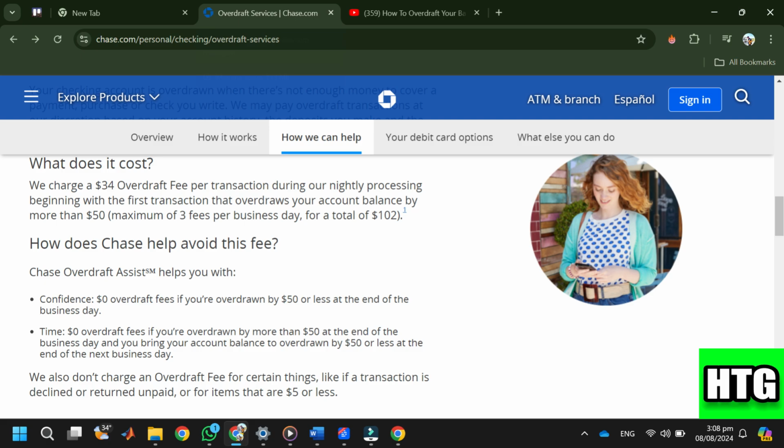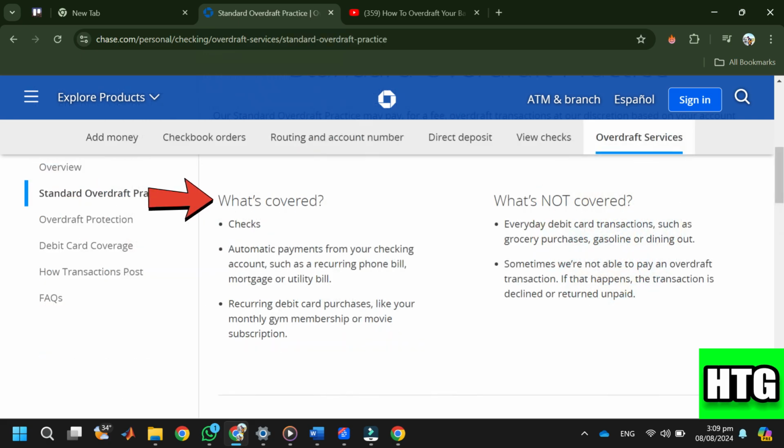They also don't charge an overdraft fee for certain things, like if a transaction is declined or returned unpaid, or for items that are $5 or less. On this page, you can see what parameters the bank covers. Checks, automatic payments from your checking account, such as a recurring phone bill, mortgage, or utility bill. Recurring debit card purchases, like your monthly gym membership or movie subscription.